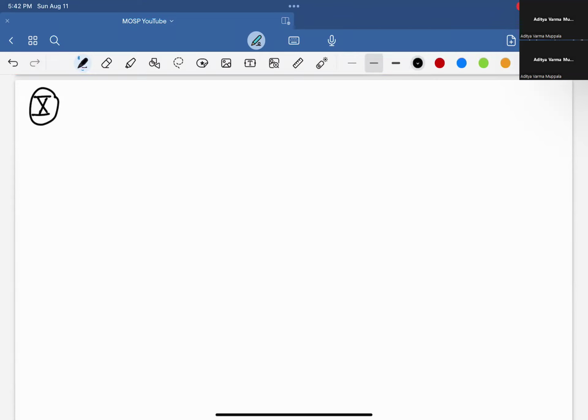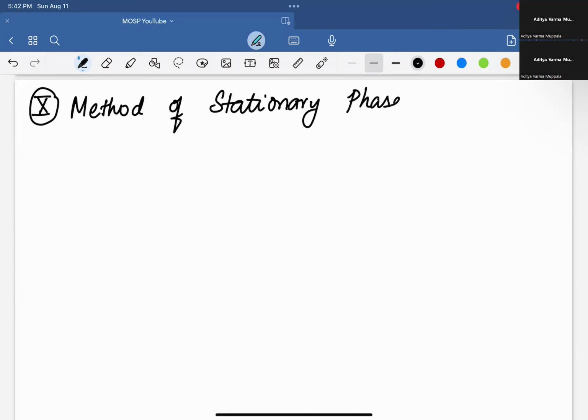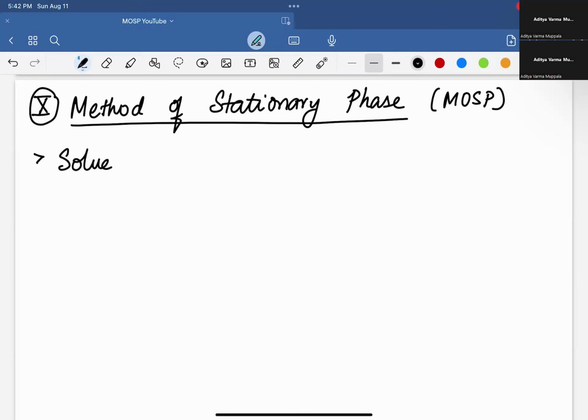Okay, so we'll call this method of stationary phase, MSP. So we will use it to solve the 2D Fourier transform of the range migration Green's function.